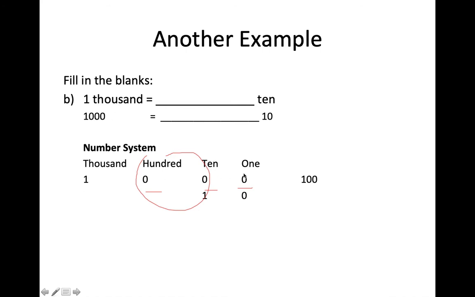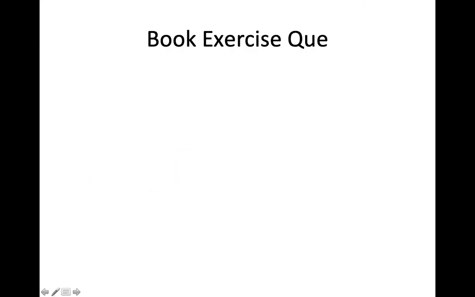Now 10. So 10 is only 1 and 0. So if you see here, so difference is of 100 times. So you can say that 100 times 10 make a 1000. So our answer here is 100. Now let's move to book exercise.